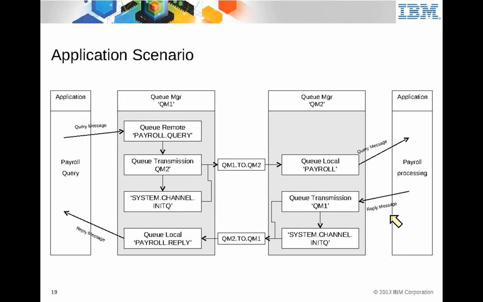And I would follow basically the exact same process, only in the other direction. So I'm going to put this message out onto a transmission queue, which is going to have an initiator queue that's looking at it. It's going to go from Queue Manager 2 to Queue Manager 1 through the channel over to the local reply queue where my query application can pick the message up. So that's basically all the steps in getting a message from a payroll query application on one Queue Manager over to a processing application on a second Queue Manager.